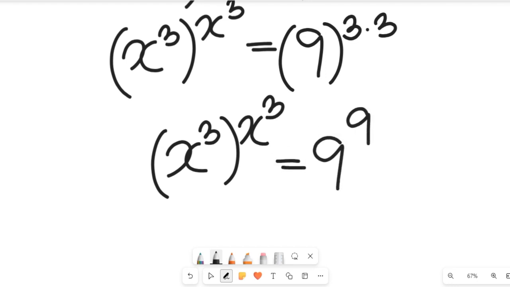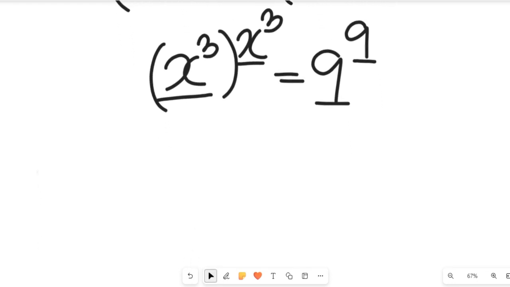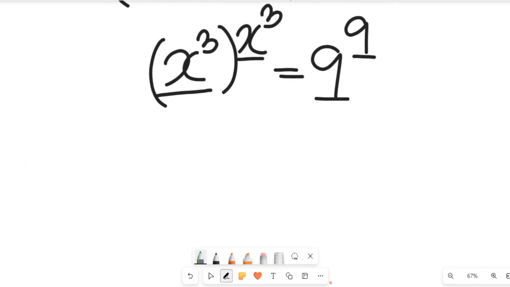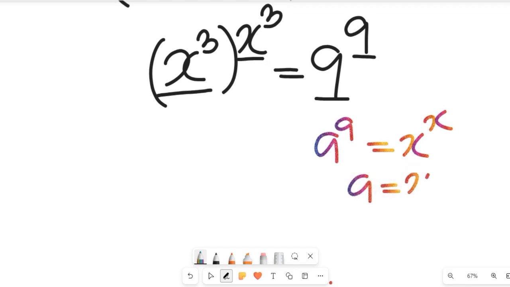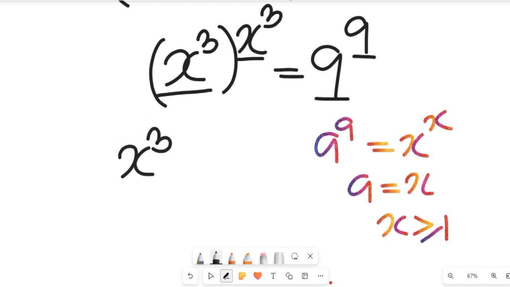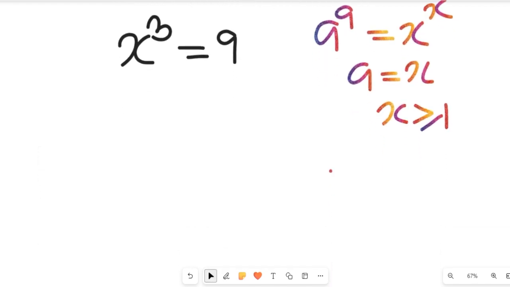Now you see a unique thing: the base is the same with the base, and the power is the same with the power, or exponent. So what will this give us? If we have a to the power of a equal to x to the power of x, definitely our a will be equal to x, as long as x is greater than or equal to 1. So if we apply that here, x to the power of 3 is equal to 9. So we can simplify this to get the value of x.